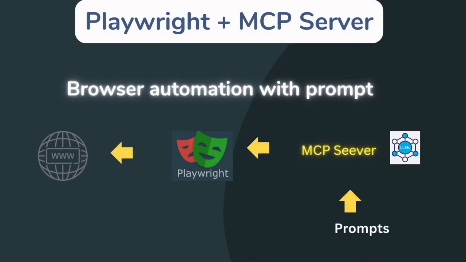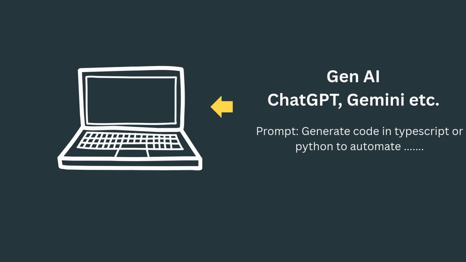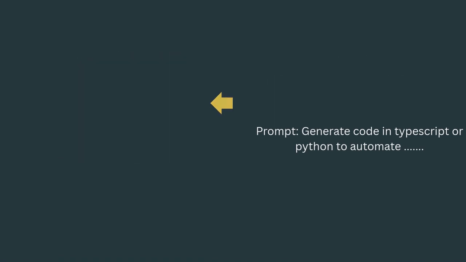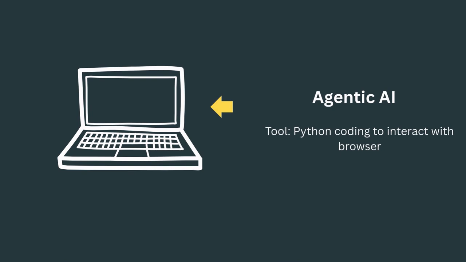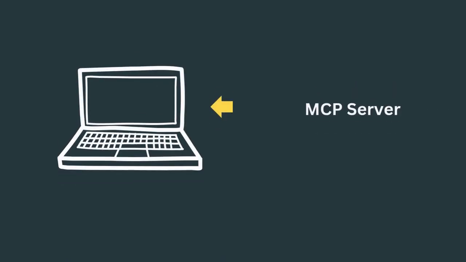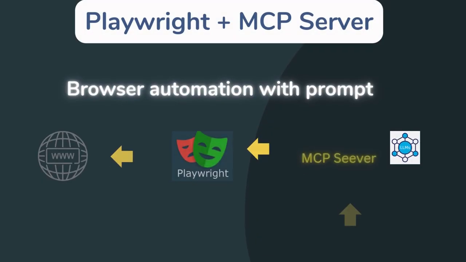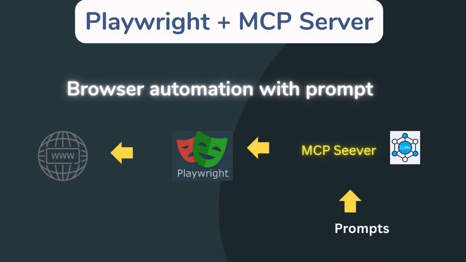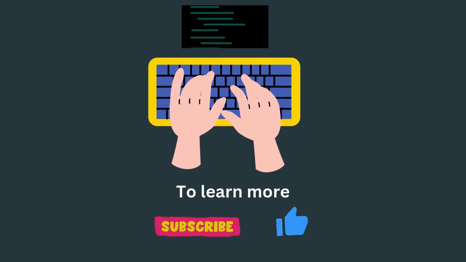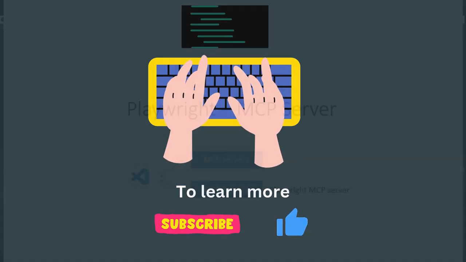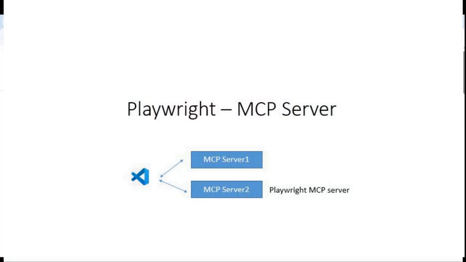Let's start one interesting journey with Playwright and MCP Server. You have probably prompted ChatGPT to generate code in TypeScript or Python to automate, and code got generated. Or maybe you have developed Python code using agentic AI. What about MCP Server? In the MCP Server, you will prompt and then Playwright will generate the code. Let's explore and learn one important concept, that is MCP and Playwright.